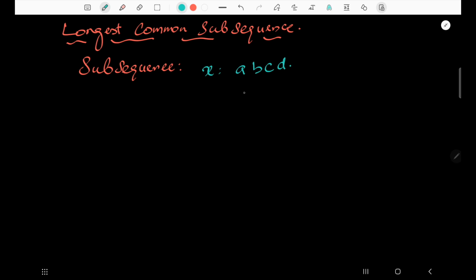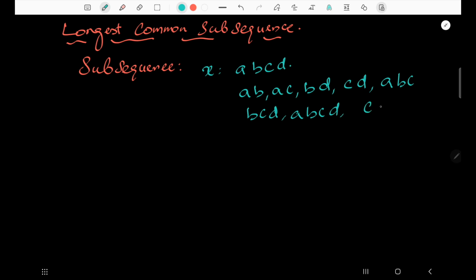For example, AB is a subsequence, AC is a subsequence, BD is a subsequence, CD is a subsequence, ABC is a subsequence, BCD, then ABCD, okay, but not in the reverse order. For example, CB is not a subsequence because it is in the reverse order. So it must be in incremental position.